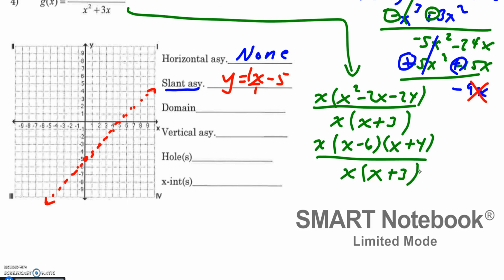Now, before I cross anything out, I have to find the domain. And so I know from my denominator that x cannot be 0 or negative 3, which means it can be everything else. So my domain would be negative infinity to negative 3, union, negative 3 to 0, union 0 to infinity.